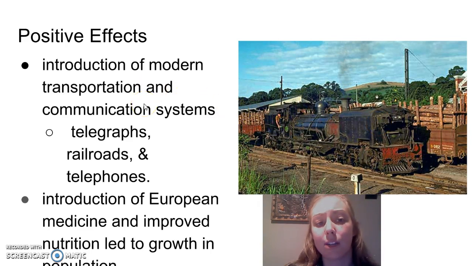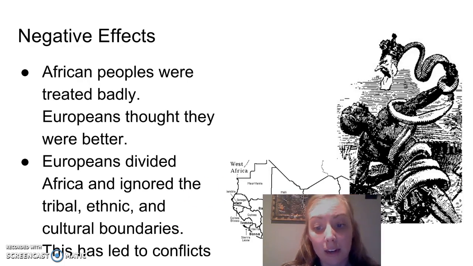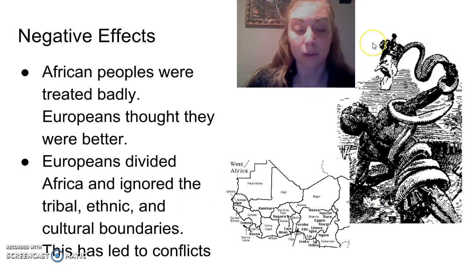We also had communication systems that were brought to Africa that were more modern, like telegraphs, which is, if you know, like Morse code. It's basically sending messages long distances very quickly, which is the first time that could happen, and telephones, which you know what those are. We also had the introduction of European medicine that helped people with sicknesses, illnesses, and diseases, and it also helped to improve nutrition in Africa, which both led to an increase in African population.